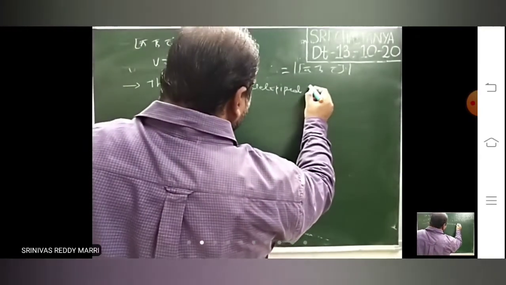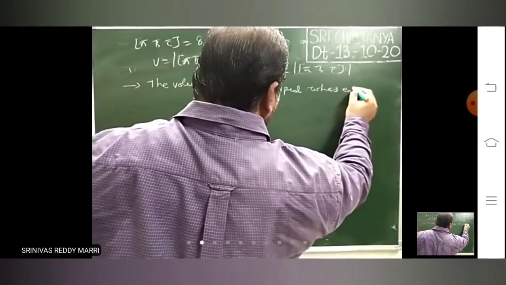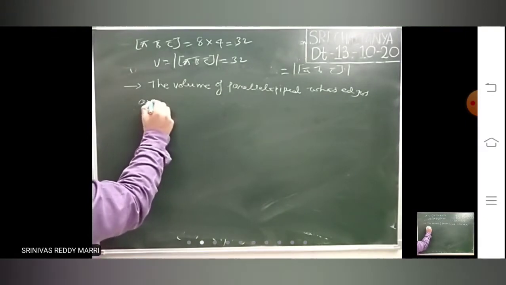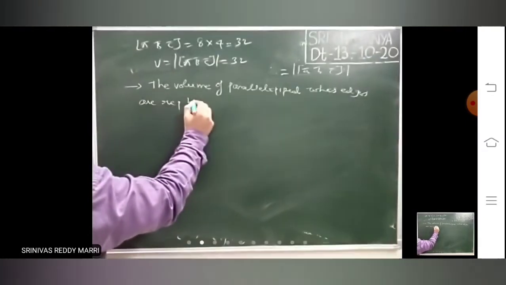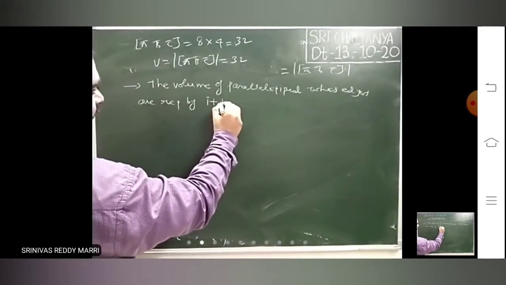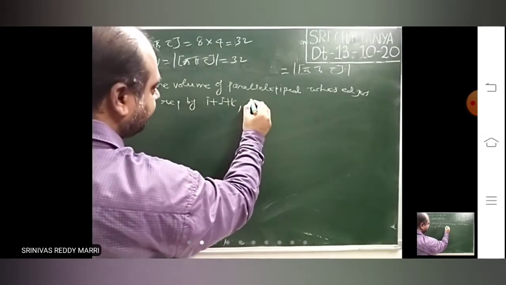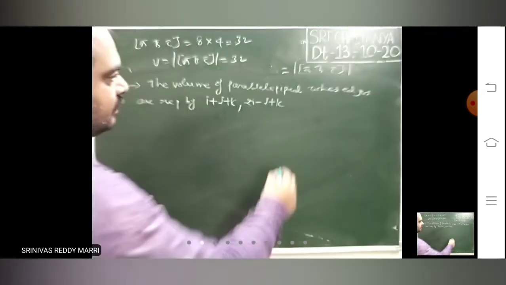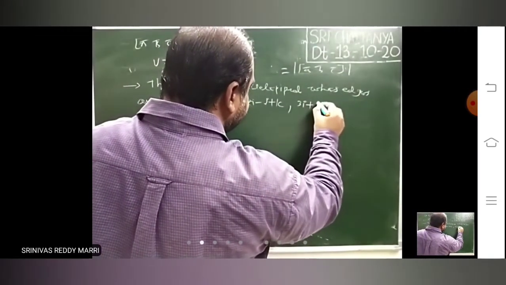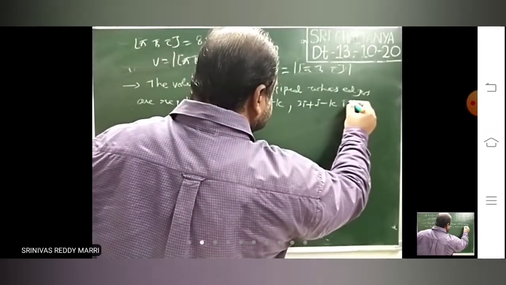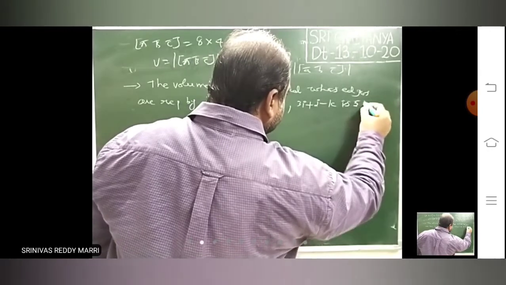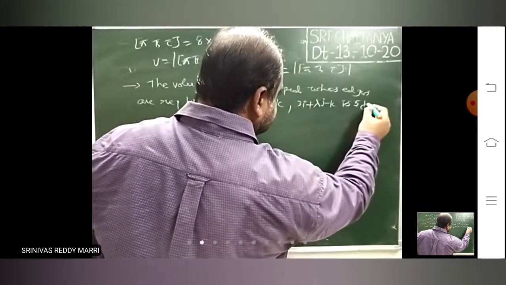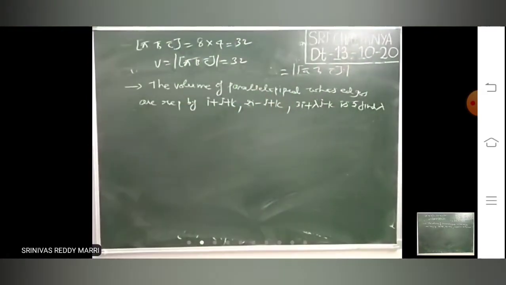The volume of a parallelepiped whose edges are represented by i plus j plus k, 2i minus j plus k, 3i plus lambda j minus k is 5. Find lambda. Such type of question he will ask.